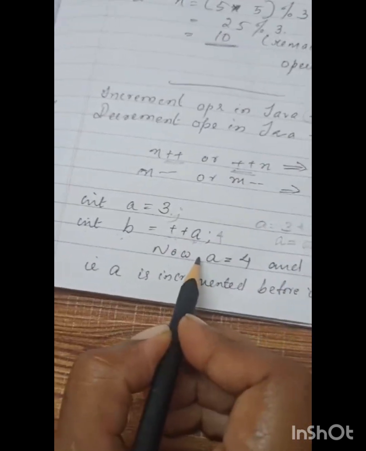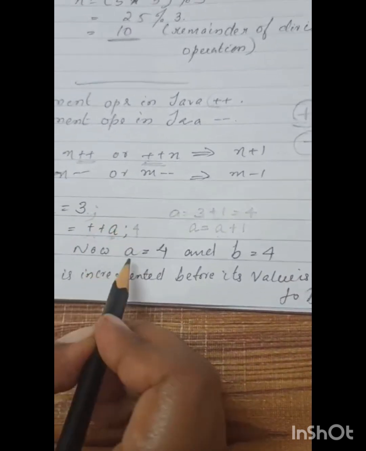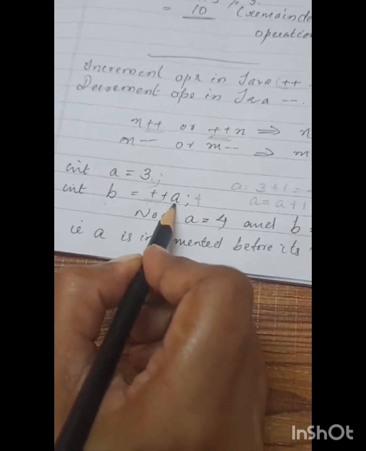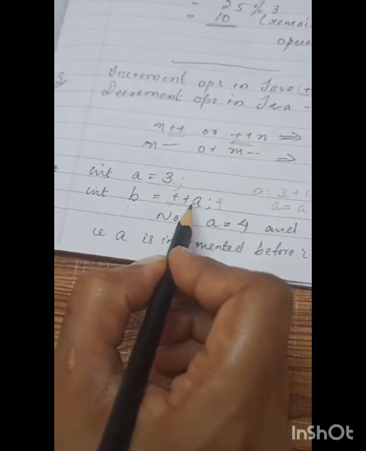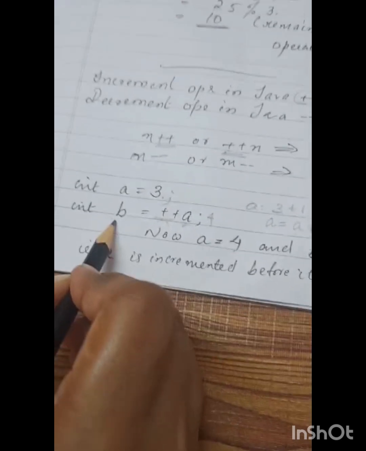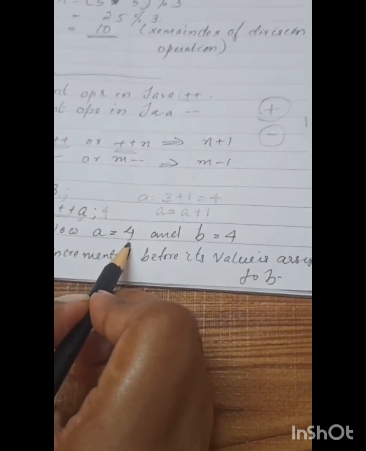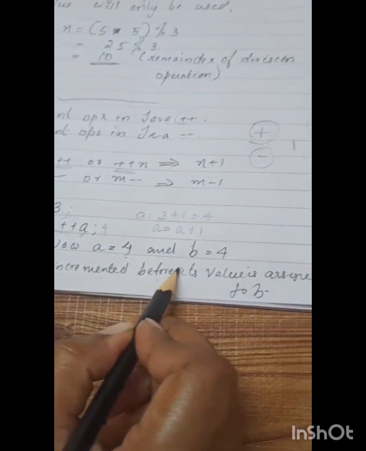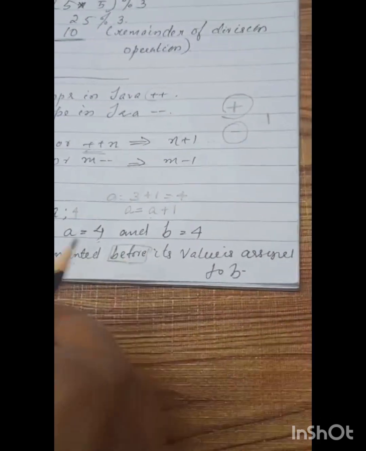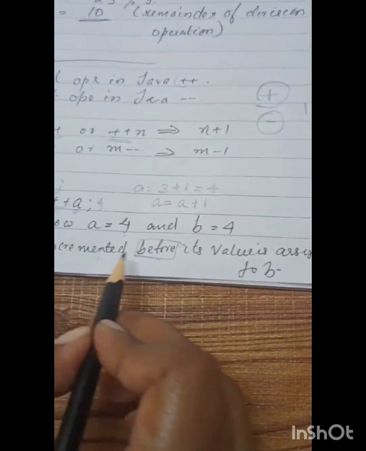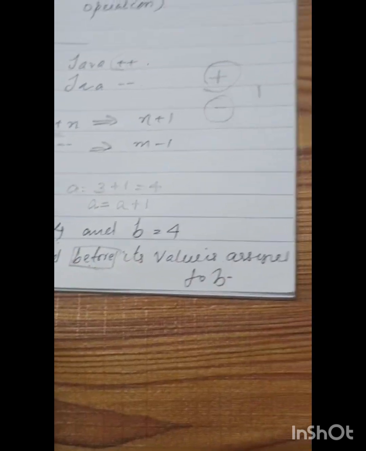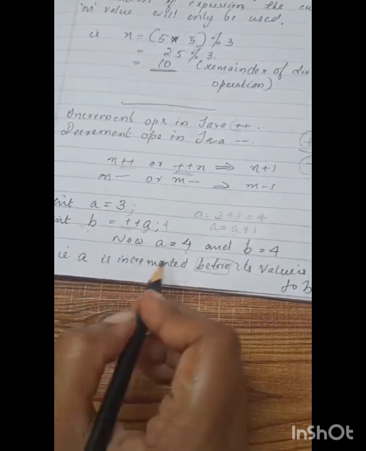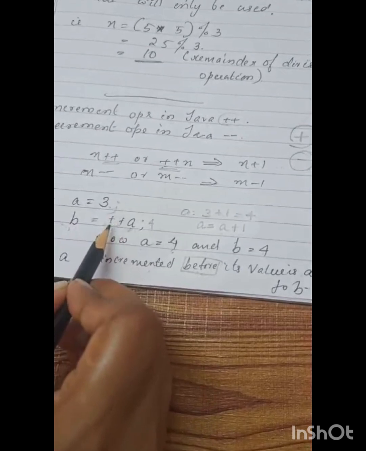So what will be the result after the execution of these two statements? a is equal to 4. That is, a is incremented first, then it is stored in the memory of variable a, and it is assigned to b. So a is equal to 4, and b is equal to 4. That is, a is incremented before. This is the thing we have to remember. Prefix means it is incremented before, and only after the increment is the value assigned to b. That is what the prefix increment operator plus plus means.